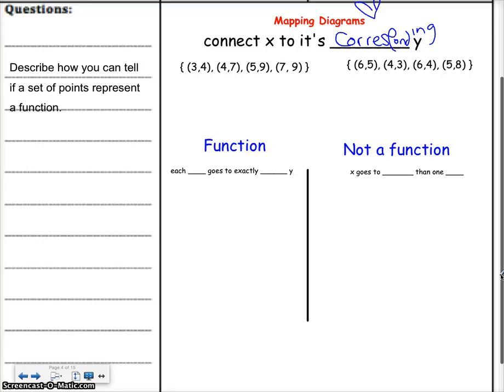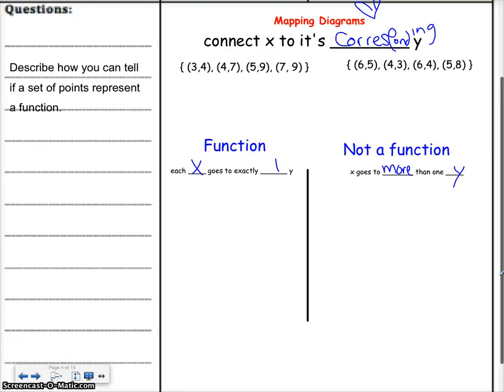So here's how you set this up. I'm given 2 relations here, and I want to know, are these a function or not? A function is that each x goes to exactly one y. You're only looking at the x's. You do not care about the y's. You're just checking to make sure that each x goes to exactly one y. It's not a function if x goes to more than one y.